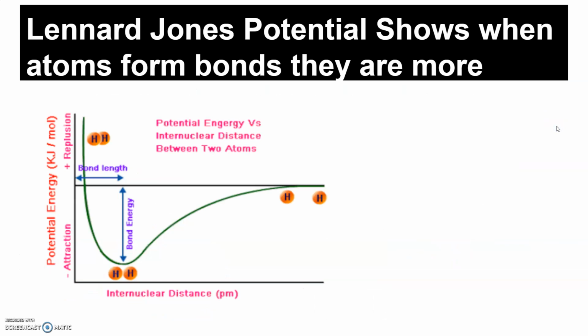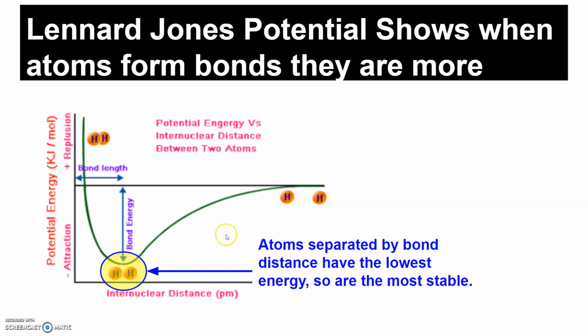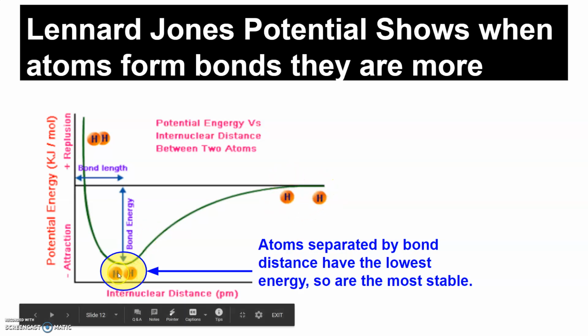One way to predict that is what's called the Lennard-Jones potential, which plots the potential energy of atoms based on the distance between the two atoms. And as you can see at the bottom here, where the two hydrogen atoms are at a distance that corresponds to their bond length, they have the lowest energy, so they're the most stable. Whereas here, on the other hand, when you have two separate hydrogen atoms, they're higher in energy, so they will be less stable than the hydrogen atoms at their bond distance.